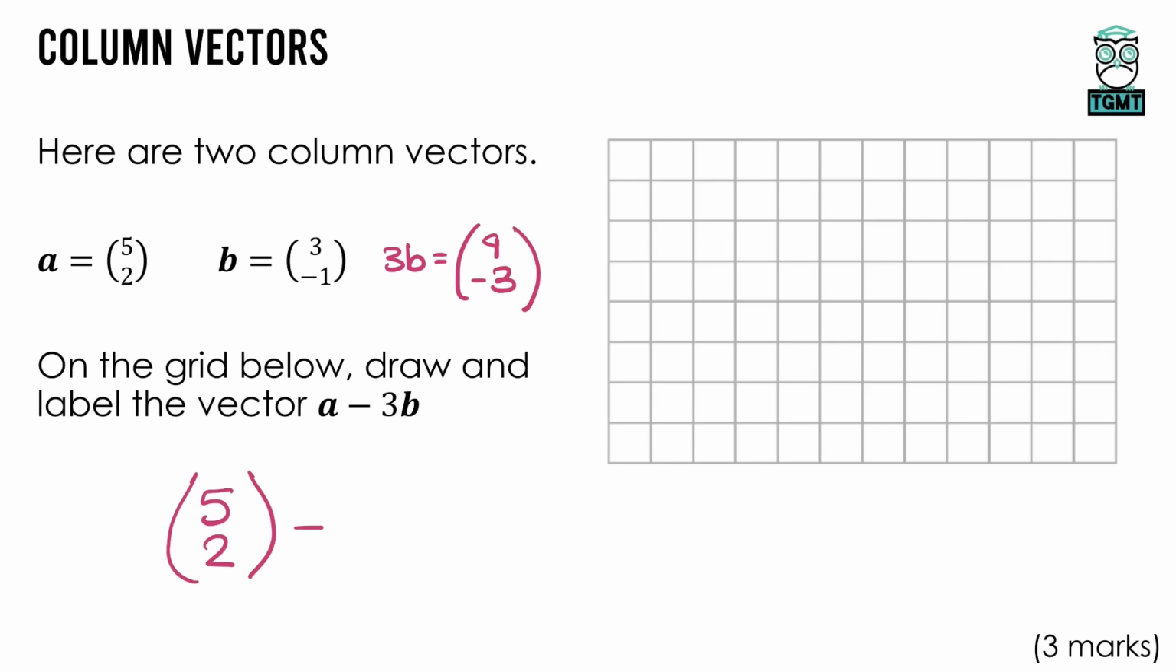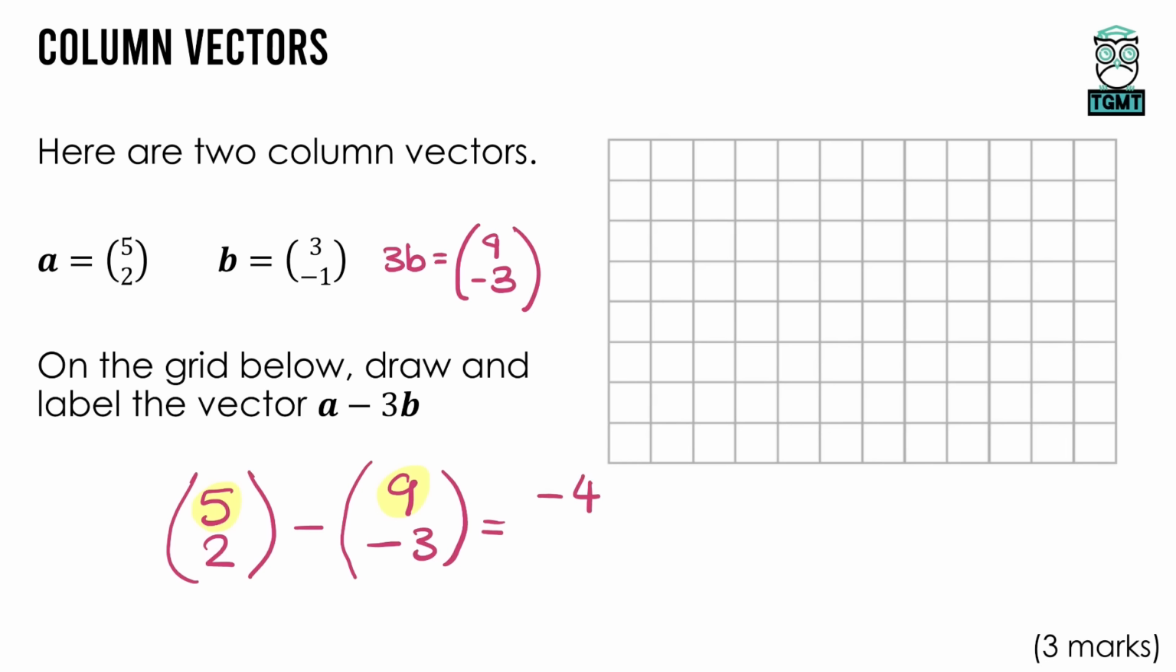So I'll now put this down into my calculation. We have 9 and -3. Now with column vectors, this one is a takeaway. If it was a plus or a takeaway, all you do is you look at the top number, do whatever it says in the middle, and then look at this number. So we have 5 take away 9. Again, we're using a calculator, so we don't have to worry about negative numbers. 5 take away 9 is -4, which means left 4.